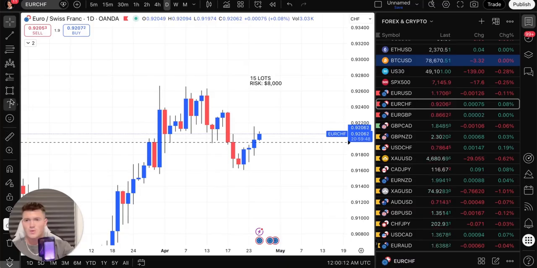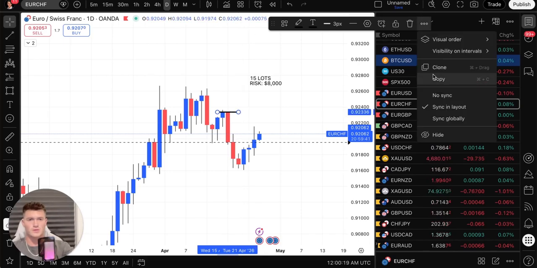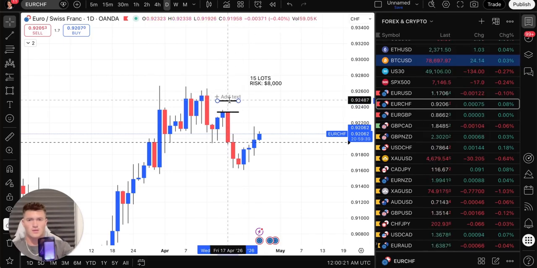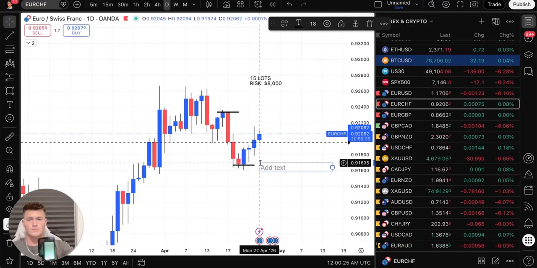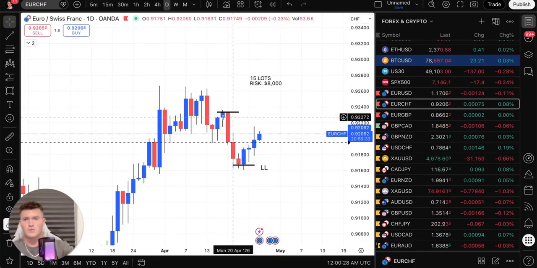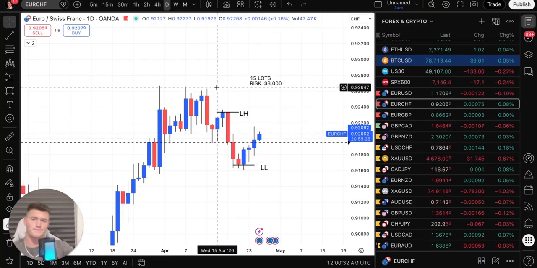So we would put our little daily marks here. Let's clone that. And here is our lower low. And here is our lower high.